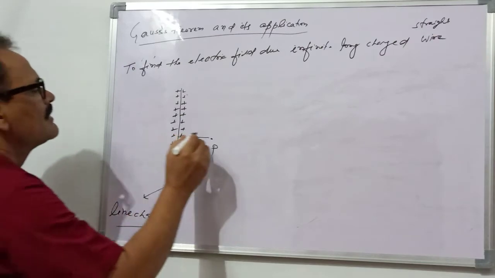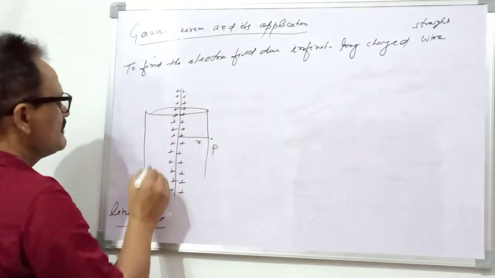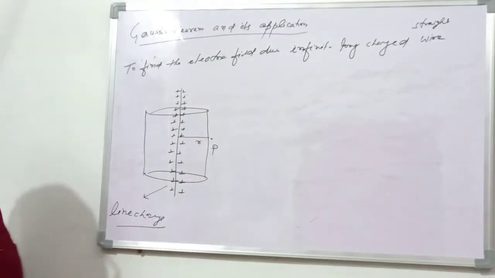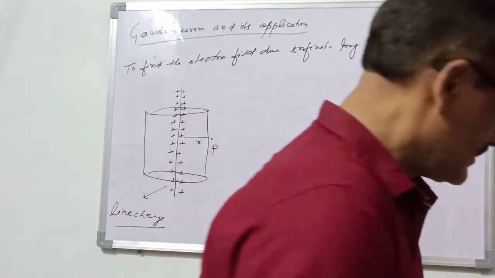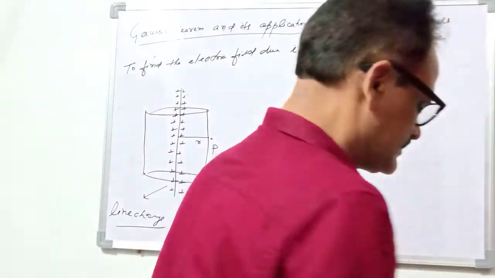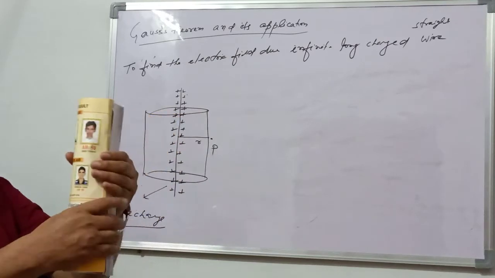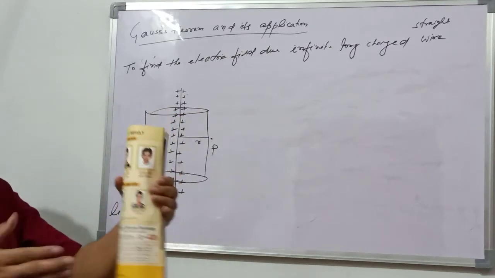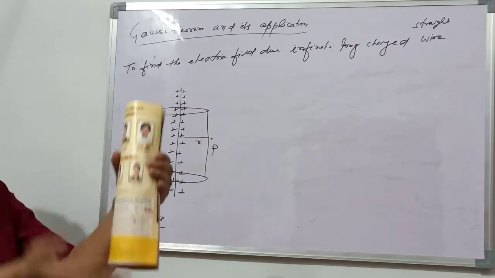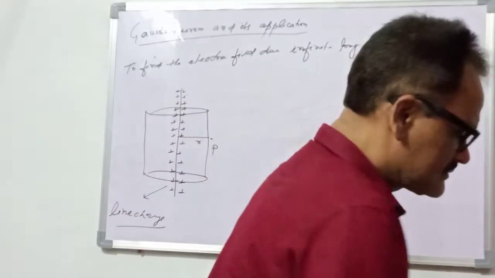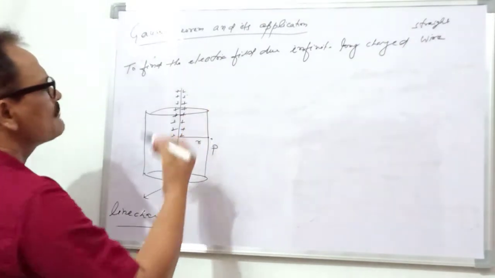So if we take the cylindrical surface as a Gaussian surface, suppose this is a cylinder, and it has curved surface and flat surfaces. One is the curved surface, and this is a flat surface. This is also a flat surface. So there are three surfaces: first, second, and third. So the electric field at this point, what will the electric field be?